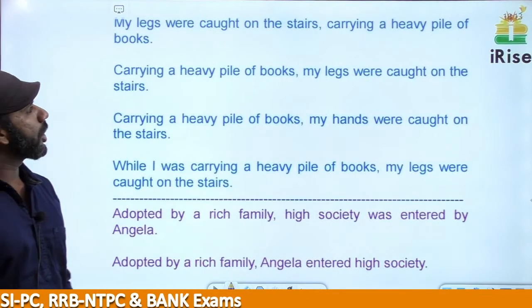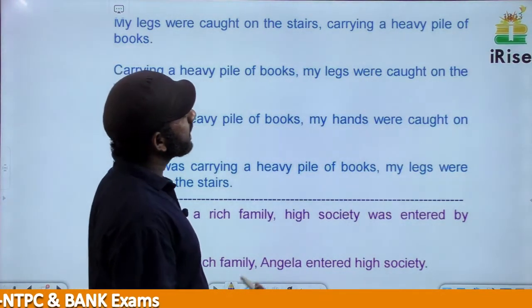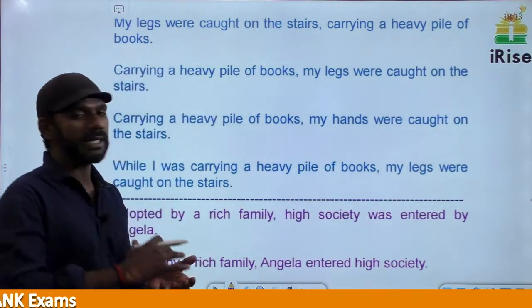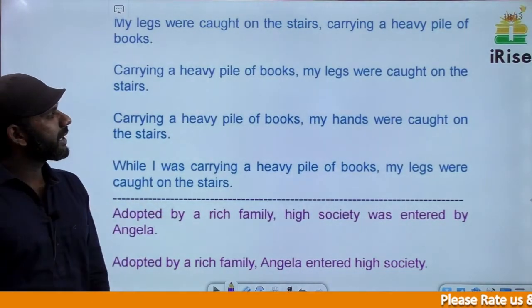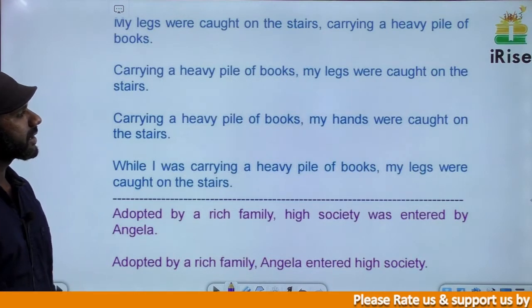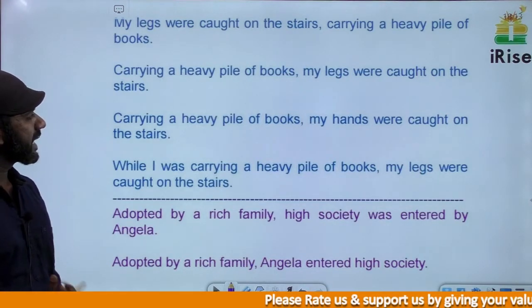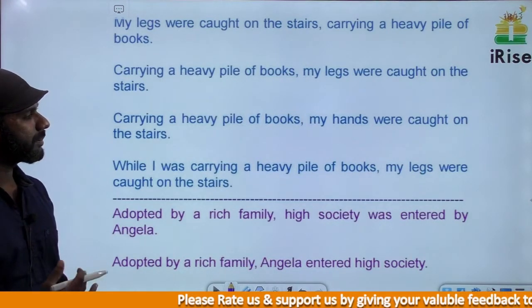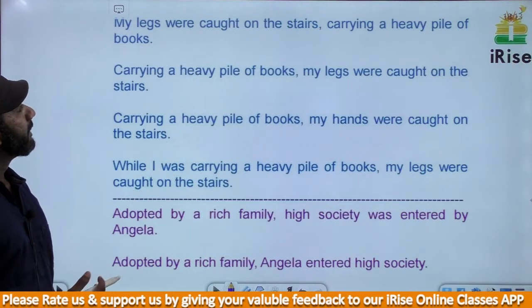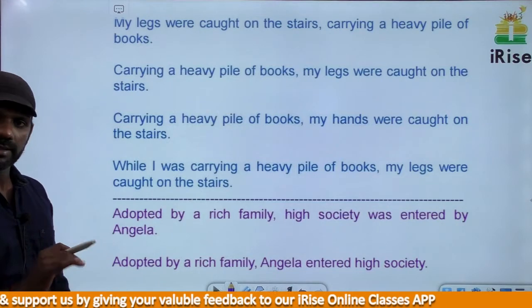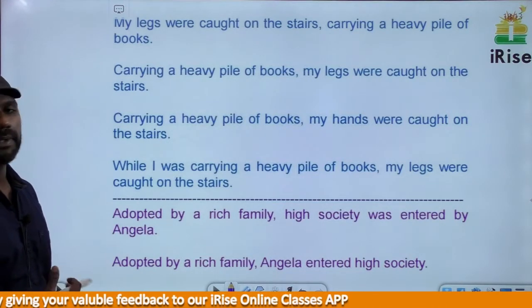My legs were caught on the stairs, comma, carrying a heavy pile of books. You know what pile of books is, right? Stack of books. Carrying a heavy pile of books, comma, my legs were caught on the stairs. Carrying a heavy pile of books, comma, my hands were caught on the stairs. Come to the first one. My legs were caught on the stairs, comma, carrying a heavy pile of books.